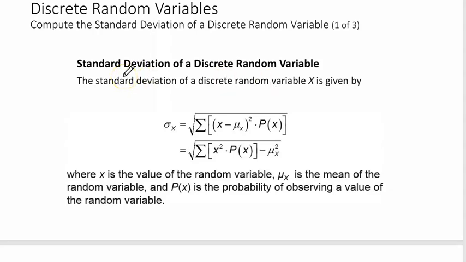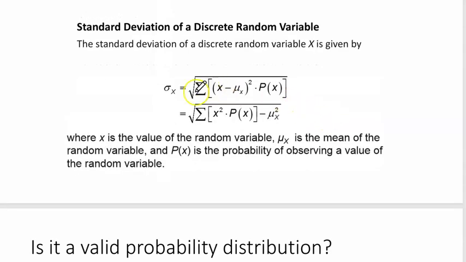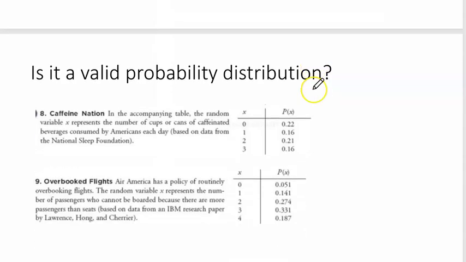If we want to find the standard deviation of a discrete random variable, we're going to take each x value, subtract its mean, and then square that. Then we're going to multiply that by the probability associated with that row, if we're thinking about this in terms of a chart. We're going to add all of those numbers up, and then take the square root. That is our computational formula for finding the standard deviation.